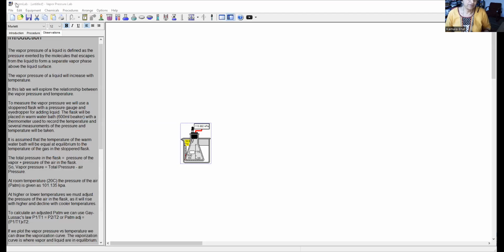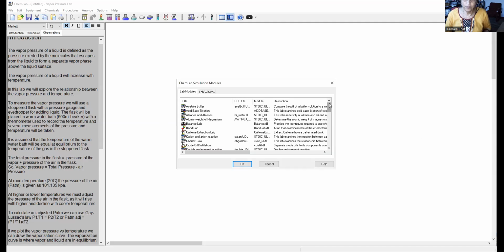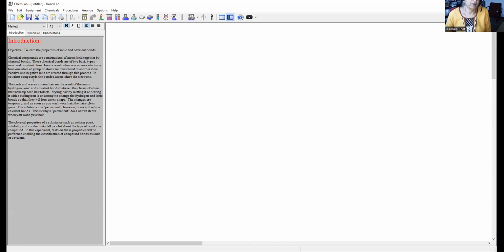And with that, I'm going to open the share. Go to the file and open the Bond Lab. And there you go. You have the introduction. Again, I'm repeating the same thing. We are going to study the properties of the ionic and covalent compounds. These compounds are held by either ionic bond or covalent bond, and I've already described the bonds to you.